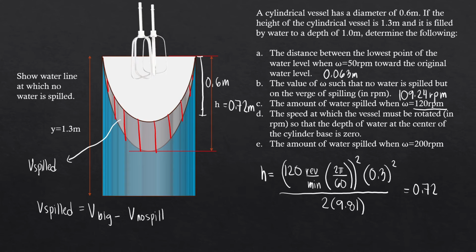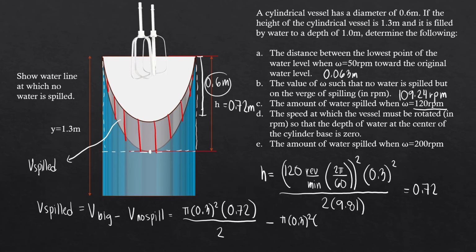So V, no spill. Recall that the volume of the paraboloid is equal to half of the volume of the circumscribing cylinder. So for the bigger one, this is the cylinder it circumscribes. And so this total volume will be pi r squared, in which our r is 0.3, multiplied by 0.72, which is the height of this cylinder. So 0.72, but we're only gonna take half of it. So this is divided by 2. And then this is minus pi times 0.3 squared multiplied by the height, which is 0.6 for this volume. And then we'll divide this by 2. By the way, this is the circumscribing cylinder for the smaller one, which is why we used this volume.